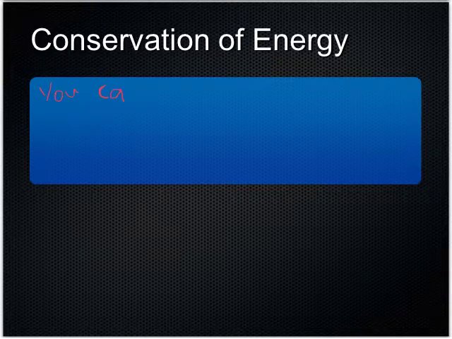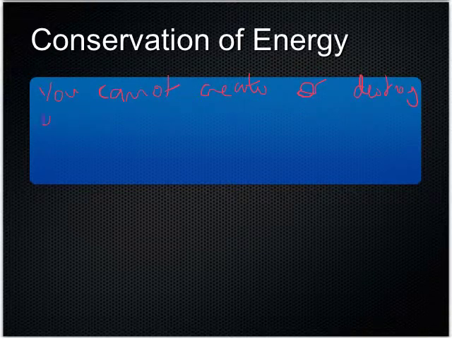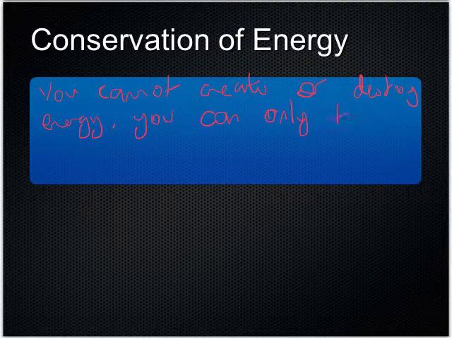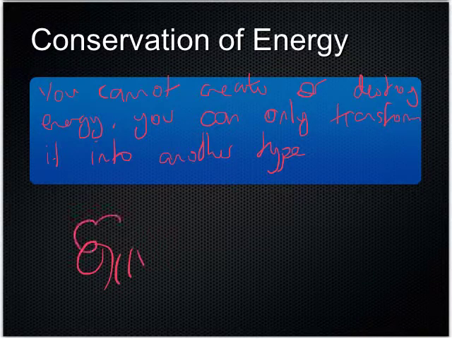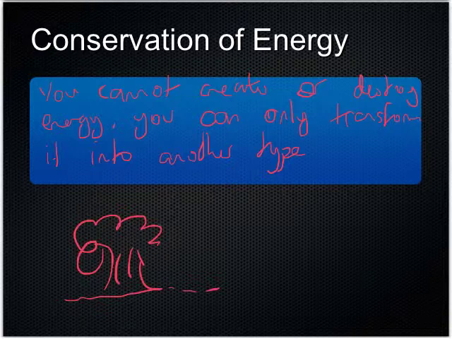You cannot create or destroy energy. You can only transform it into another type or something similar. So you cannot destroy it, okay? So you cannot get rid of energy in a bomb, okay? It does not destroy energy, it just creates another type.